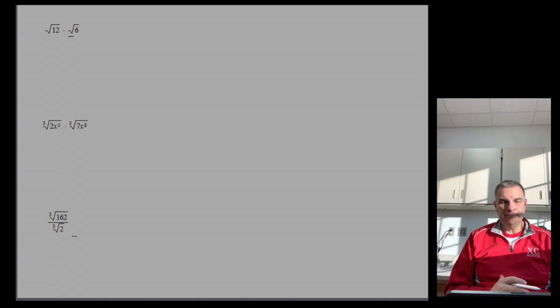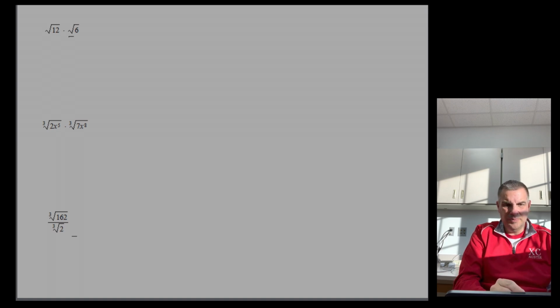When you multiply, if it's underneath the radical and it has the same index, you just multiply them together and then simplify. So we've got radical 12 times radical 6. 12 times 6 is 72. And this is radical 72. So we've got to break down radical 72. So that's 36 times 2.